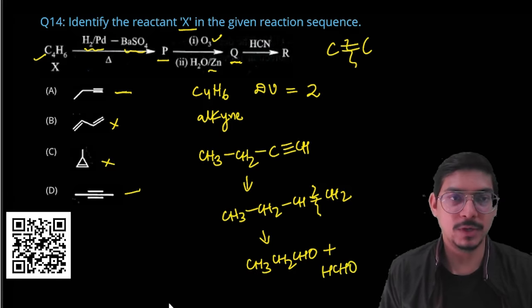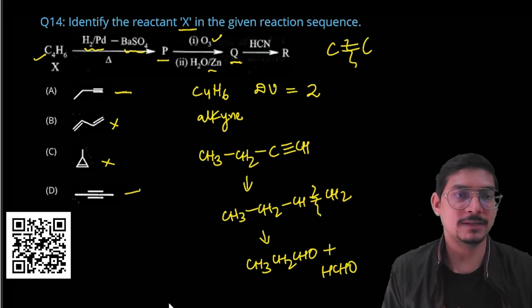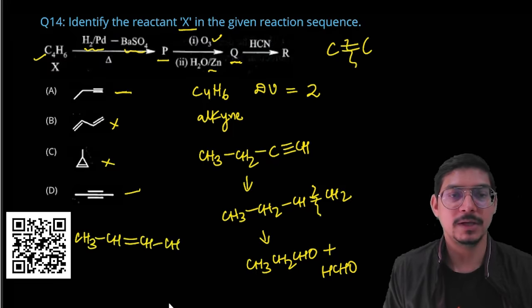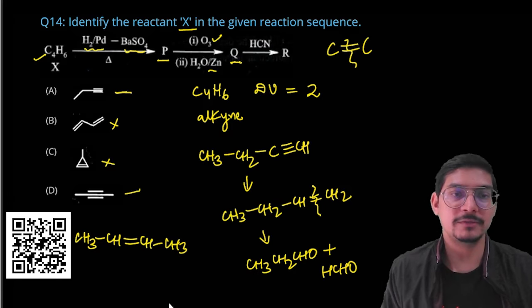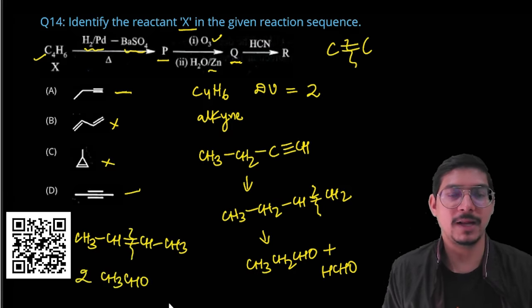Perfect. This is butyne on reduction with Lindlar's catalyst. This would give us cis-butene, which is CH3CH double bond CHCH3. And when this is made to react with ozone followed by reductive cleavage, then the bond breaks here and we get two molecules of CH3CHO, which is an aldehyde.